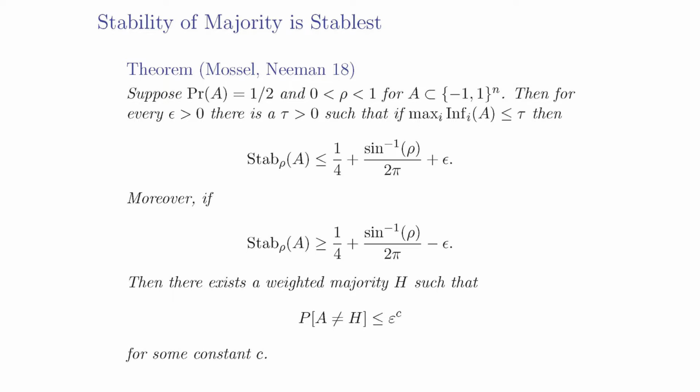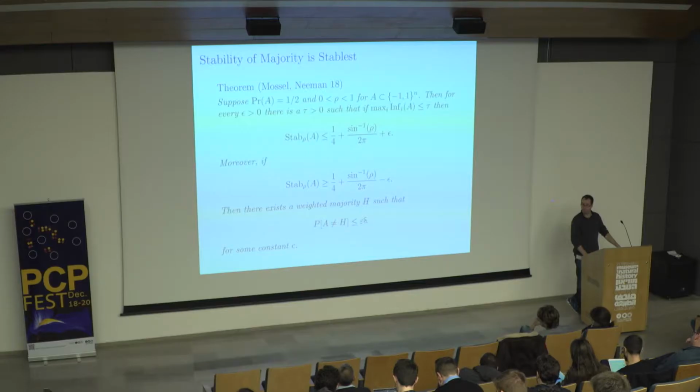We have a stable or robust version of majority is stablest. What's written here in the first half of the slide is the previous statement that we had for majority is stablest, so don't read it. What's important is the moreover. It says, if you are almost as stable as the half space or as the majority function, your stability is more than the majority of half space minus epsilon, then there exists a weighted majority function h such that the probability that your function is different than this weighted majority is less than epsilon to some power.